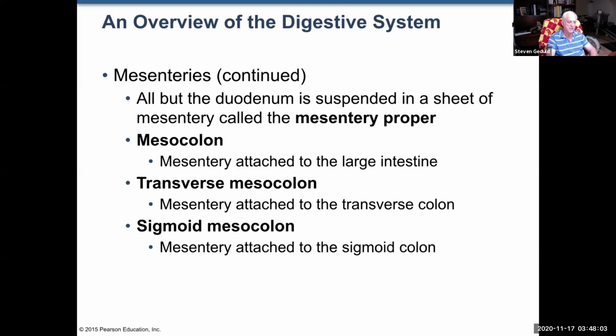Okay, so the mesenteries. All but your duodenum is suspended in a sheet of mesentery called your mesentery proper. The mesocolon is mesentery that's attached to the large intestine. Transverse mesocolon is attached to the transverse colon. And the sigmoid, you can guess, is attached to the sigmoid colon. Okay, those are the names as they attach to it.